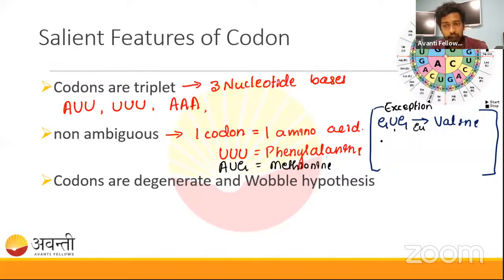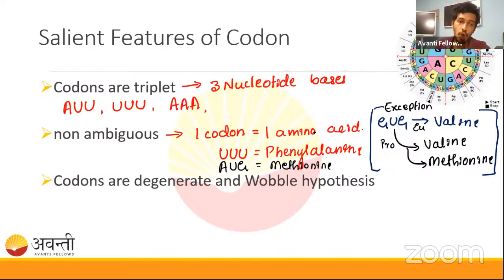But in the prokaryote, GUG normally codes for valine only, but sometimes it also codes for methionine. This is the only exception for the non-ambiguous property of the amino acids. Simple thing, guys: non-ambiguous means one codon, one amino acid. The exception is GUG, which happens in the prokaryote. Okay, understood about the non-ambiguous?